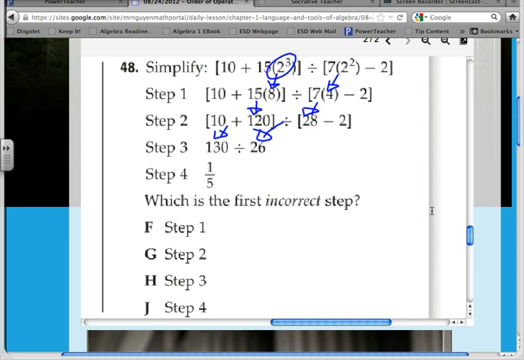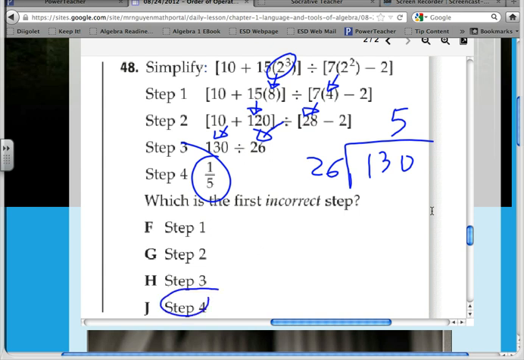Well, you know there's only one incorrect step. And look at step 4. They have to mess up. 130 divided by 26. How is it possible for you to get 1/5? You have 130 divided by 26. Okay, if you have to set up and divide it, 26 goes outside, 130 goes in. First one goes in the house, remember? 26 goes into 130. How many times? Right? It's 5, not 1/5. So because of that, we know our step 4 is the incorrect step. Okay, any questions at all on this?